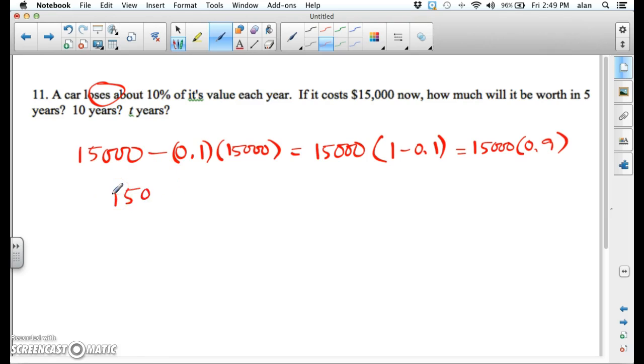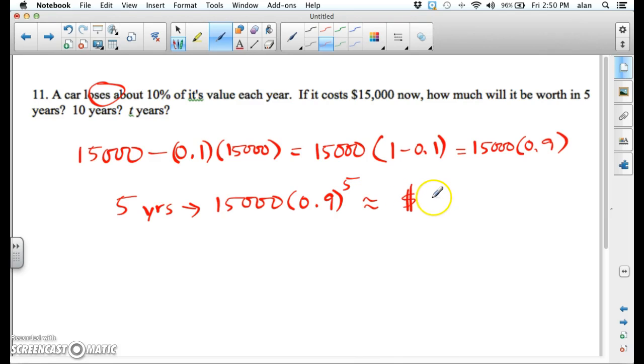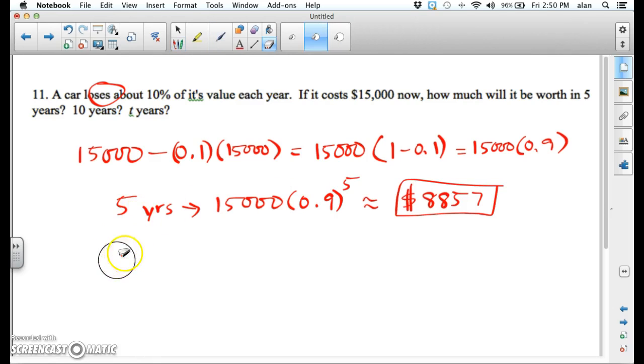So that means that if we wanted to find 5 years, we're basically doing the same thing. We take our $15,000. Actually, let's write that this is for the 5 years. We see that we're taking our $15,000 and we're basically multiplying it by this 0.9 a certain number of times. How many times? Well, it's 5 years. So it's going to be taken to the 5th power. So doing the calculations, that's about $8,857.